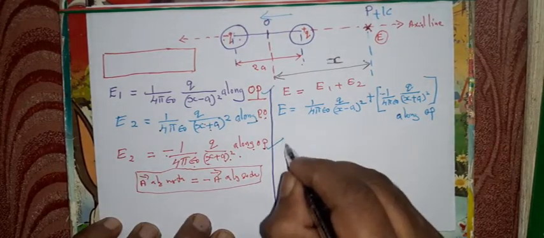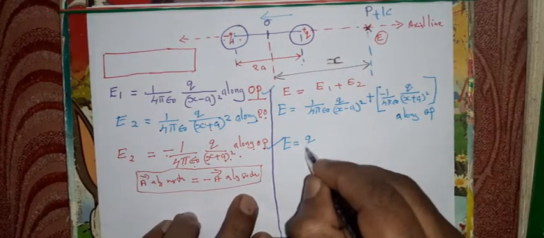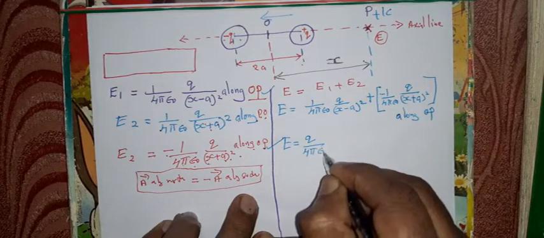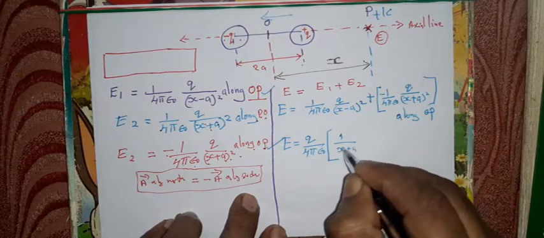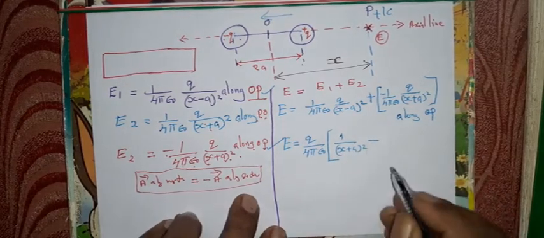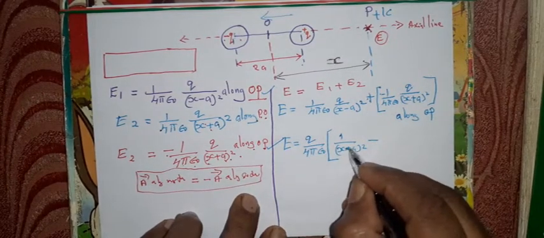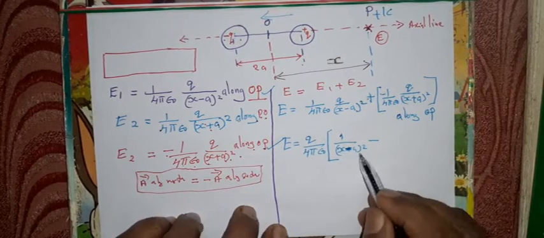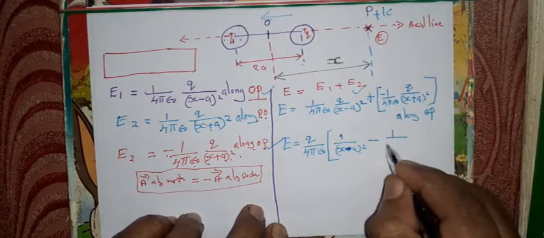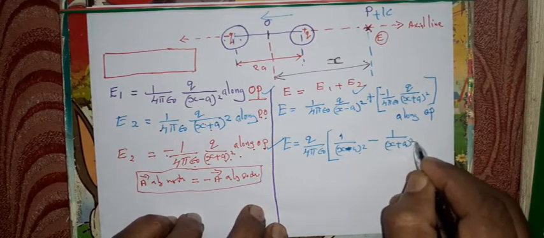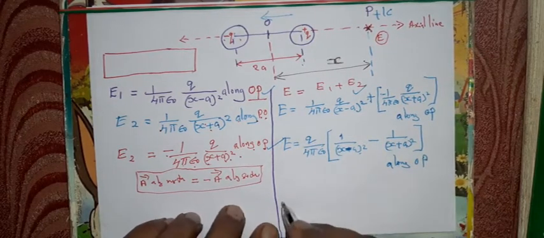So, to simplify this expression, you can take the common factors outside. Q by 4 pi epsilon 0 is the common factor, into 1 by (X plus A) the whole square, minus, plus into minus is minus, 1 by (X minus A) the whole square, 1 by (X minus A) the whole square, into, plus into minus is minus, 1 by (X plus A) the whole square, along OP.